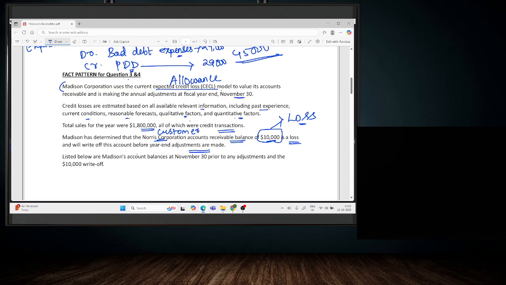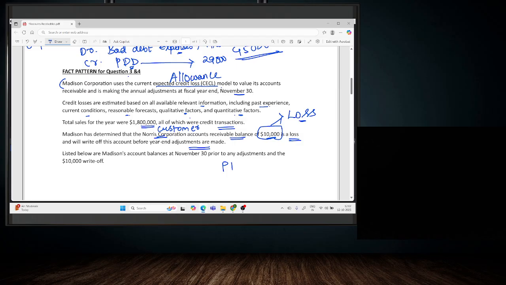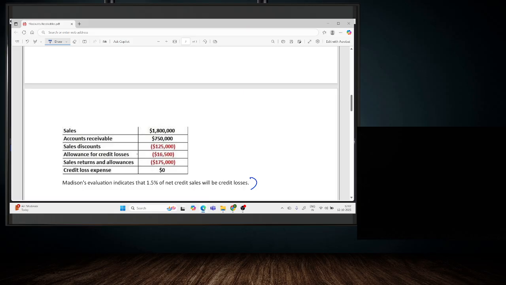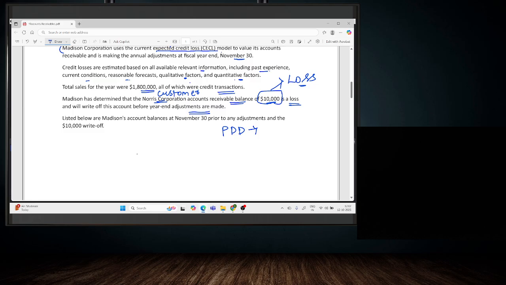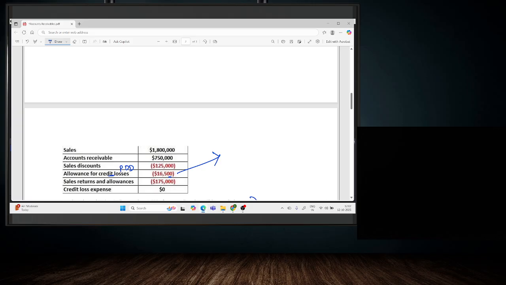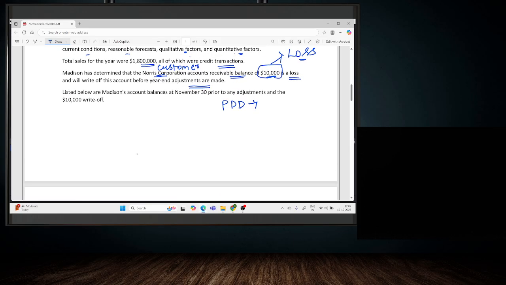What does it mean? Listen, what they are trying to say is, in provision for doubtful debts, we will already have some balance, right? I am not sure how many rupees we have, but I think we have the numbers here. So already in the allowance for credit loss or provision for doubtful debts, we have some 16,500 rupees, right? How many rupees of customers is not going to pay? 10,000. You were expecting that 16,500 rupees of customers will not pay, but actually a customer, Norris Corporation, one of your customers, worth 10,000 rupees did not pay the money.